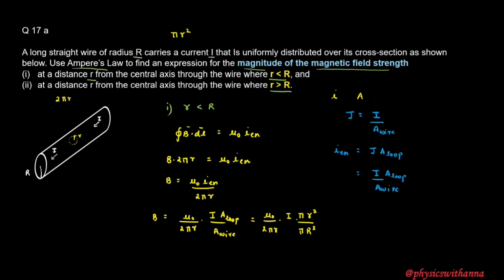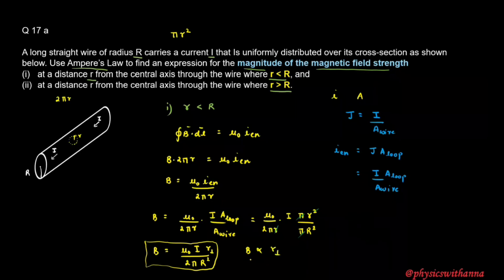Now let's cancel off some quantities. We can cancel pi and pi here. We can cancel one r from here and the square from here. And then we are left with B equal to mu naught I r over 2 pi capital R squared, where the small r is the perpendicular distance at which we are finding the magnetic field, and capital R over here is the radius of the wire. And if you look at this expression for magnetic field, you will notice that B over here is directly proportional to the distance from the wire.